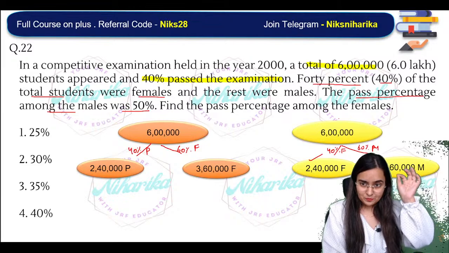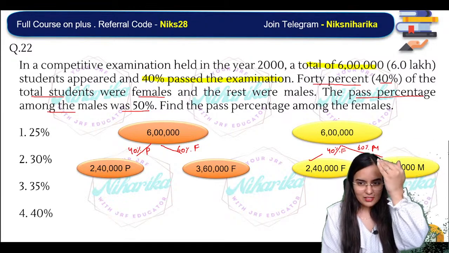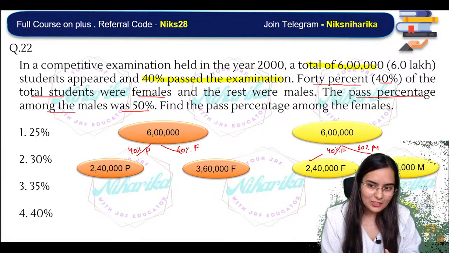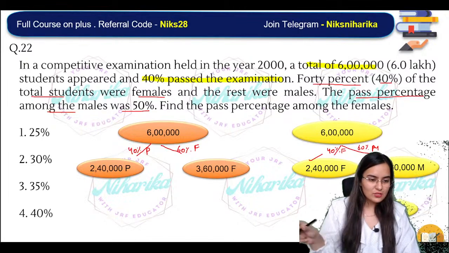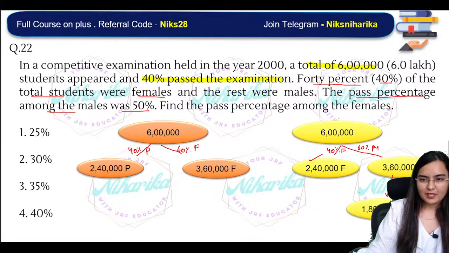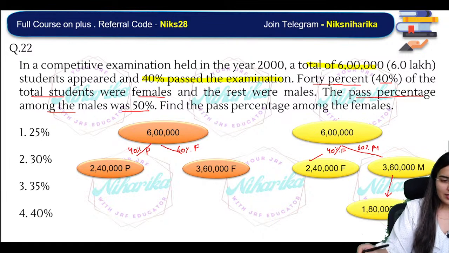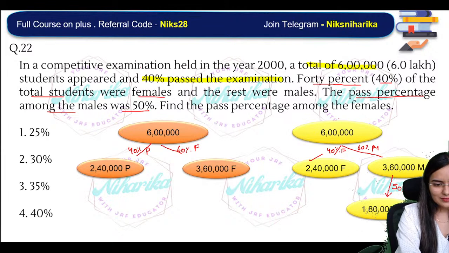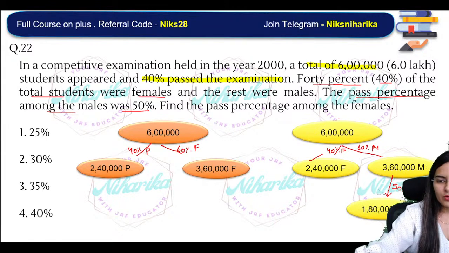Now see carefully, from here the story begins. Out of all the males, how many actually cleared? Can you see 1,80,000 here? I think now you can see. 1,80,000 actually cleared, that is 50% of the males. So the pass percentage among the males was 50%. I hope that is visible.